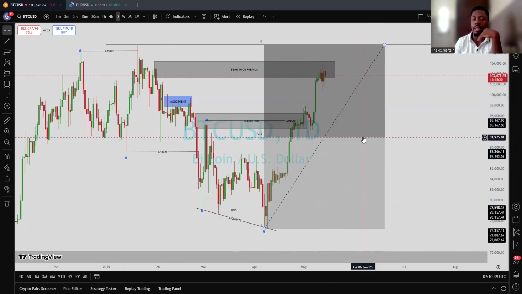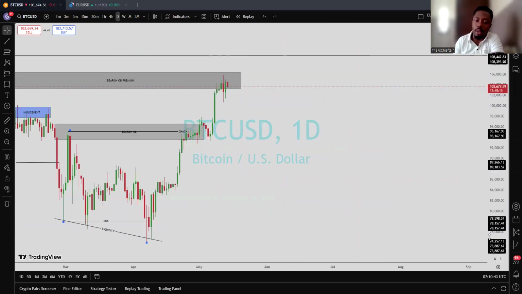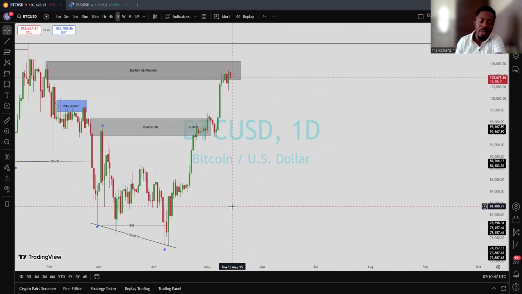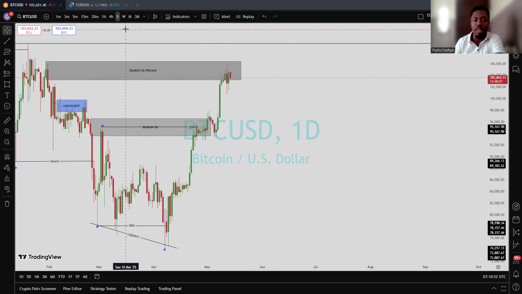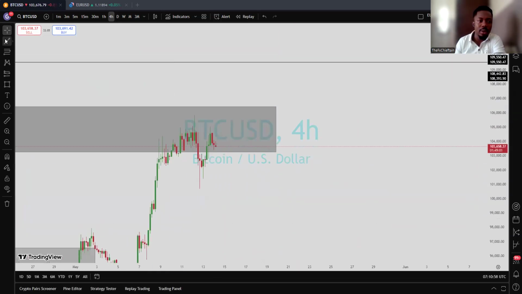So we want to take that as one of the confluences: order block, premium level. But you can't just get into this trade. What are the criteria to get into this trade? You want to see a shift in structure in a smaller time frame. So we're going to move into the 4 hour to mark out our charts. What we want to do right now is mark out our highs and our lows.